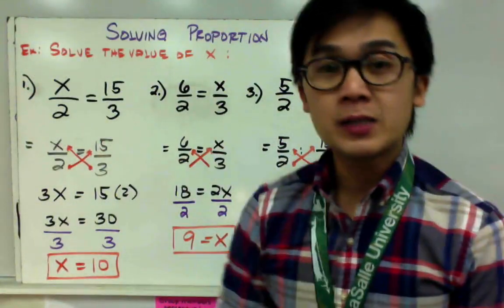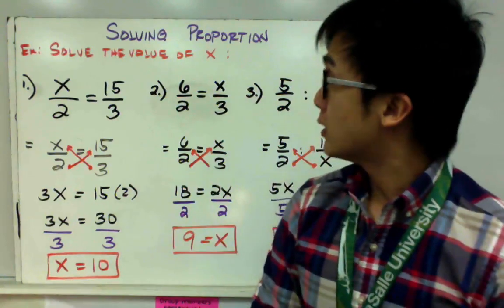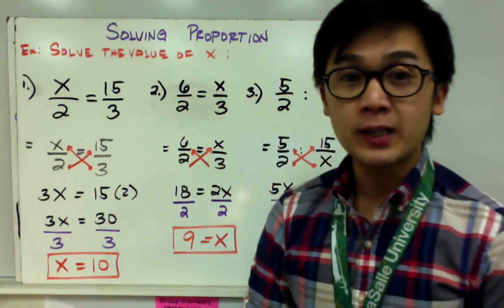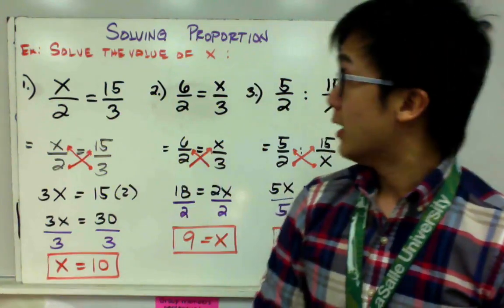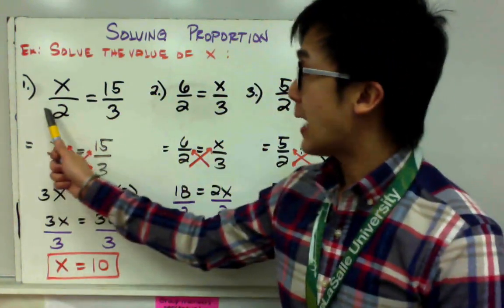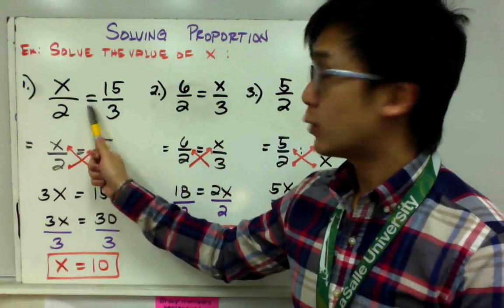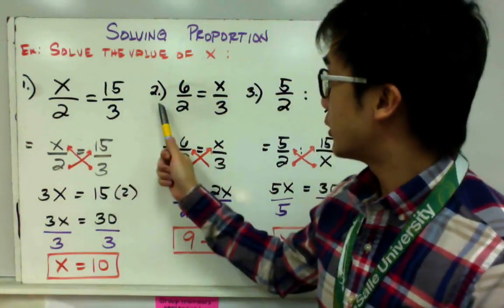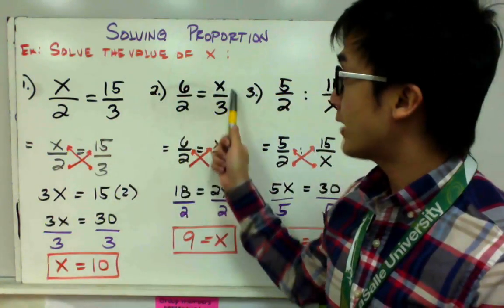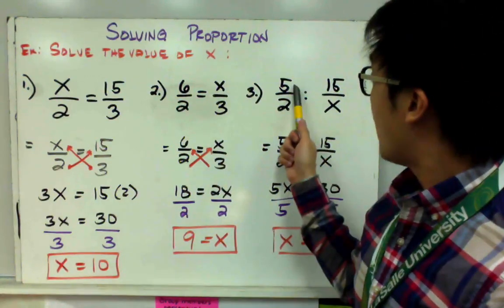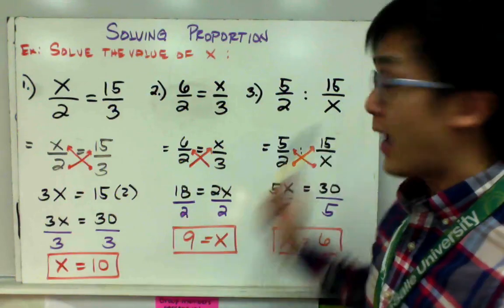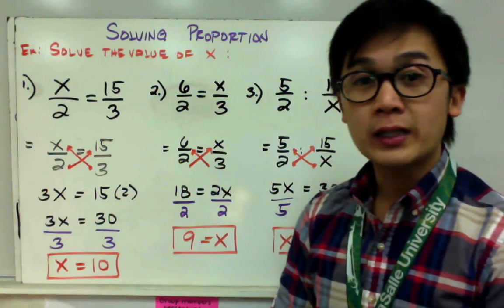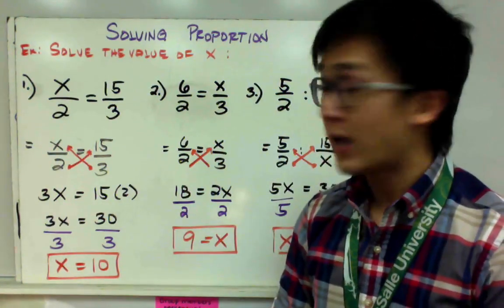Now, ito ang ilan sa mga solutions or ilan sa mga applications ng ratio and proportion sa pag-solve ng x sa algebra. So, let's say, meron tayong mga examples. Number 1 is x over 2 is equal to 15 over 3. Yung number 2 is 6 over 2 equal to x over 3. And number 3 is 5 over 2 is to 15 over x. Ang kailangan daw natin gawin is ma-solve kung ano yung value ng x.